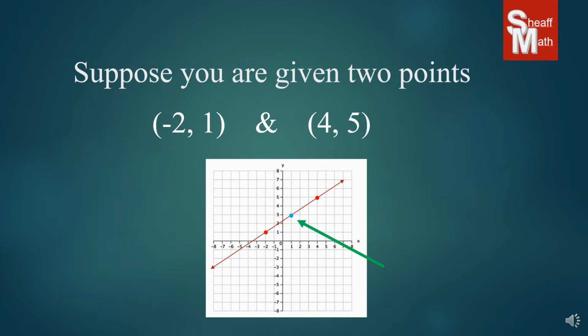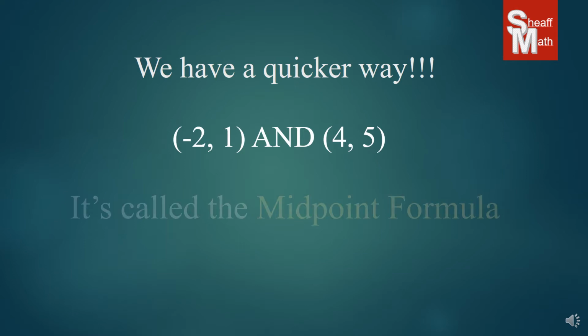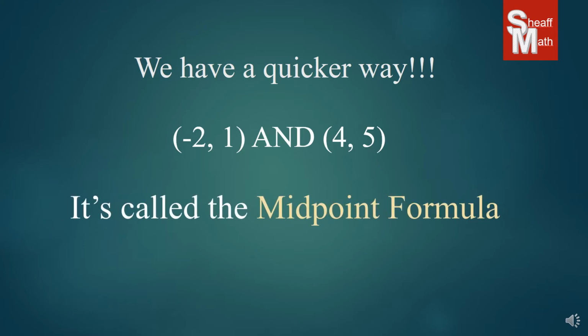Now, a graph takes a little while to do, and you can certainly use this method, although not all of the points land on nice crosshair points like this, where it's (1, 3). A lot of times you can't tell by just looking at it, and sometimes they're very hard to graph as well. So we're going to learn something different. We have a quicker way to find it, and it's called the midpoint formula.